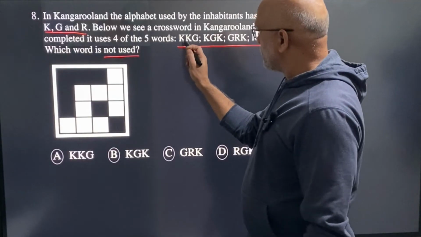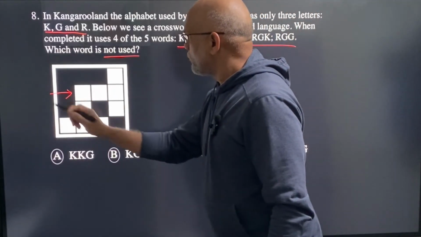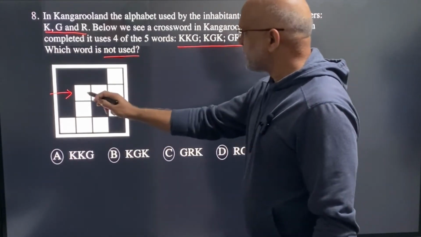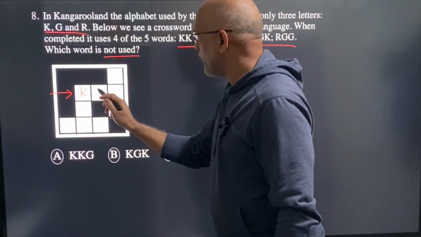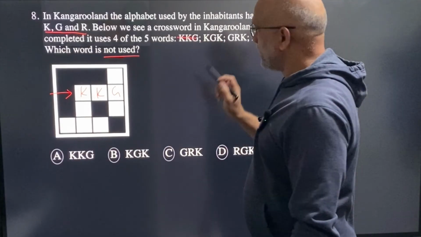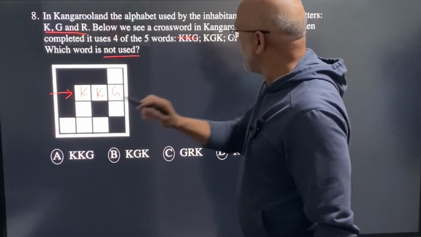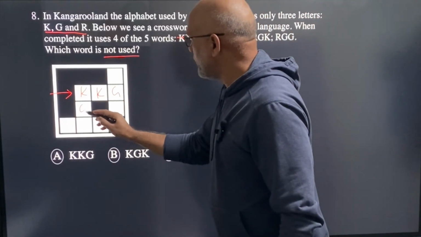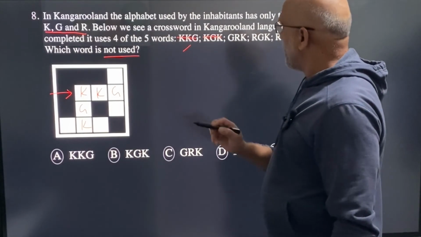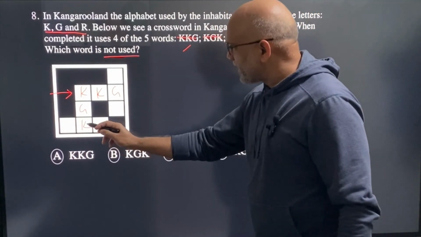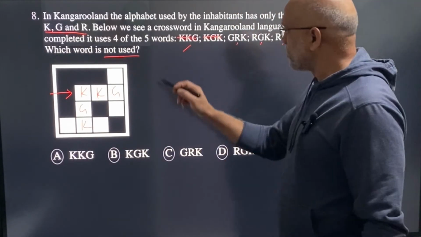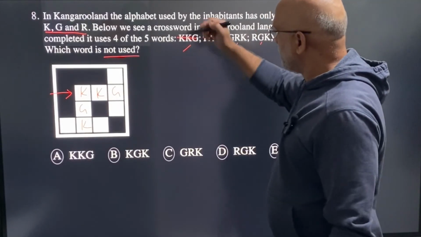Let me mark this row. I'll try to fill in one of the words at a time for this row. So let me try with K, K, G. So K, K is done, and this should start with the same letter K. So that will be K, G, K, K, G, K. So I'm trying this first. Now I need a word that has K as the middle letter, but there is none. So this cannot be here.